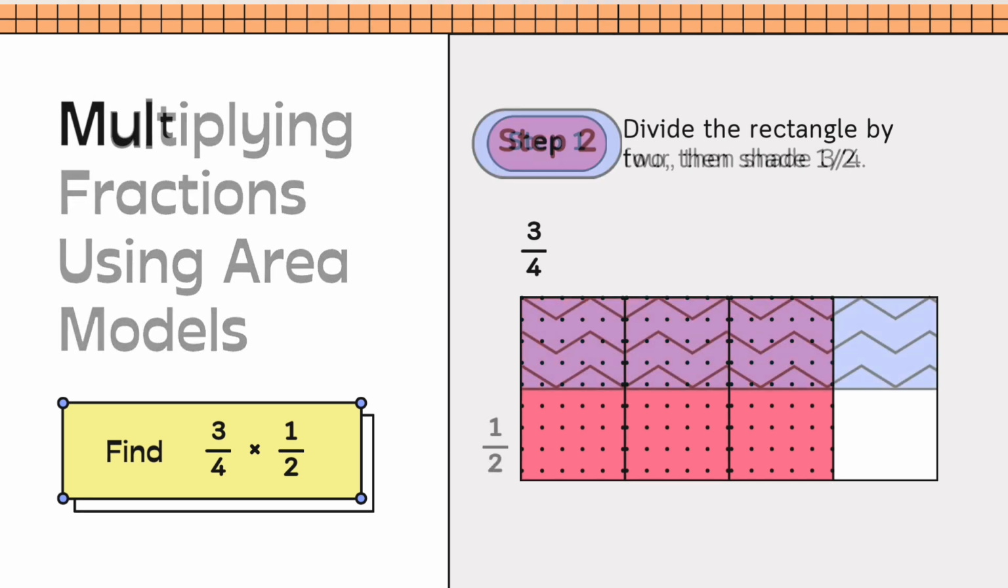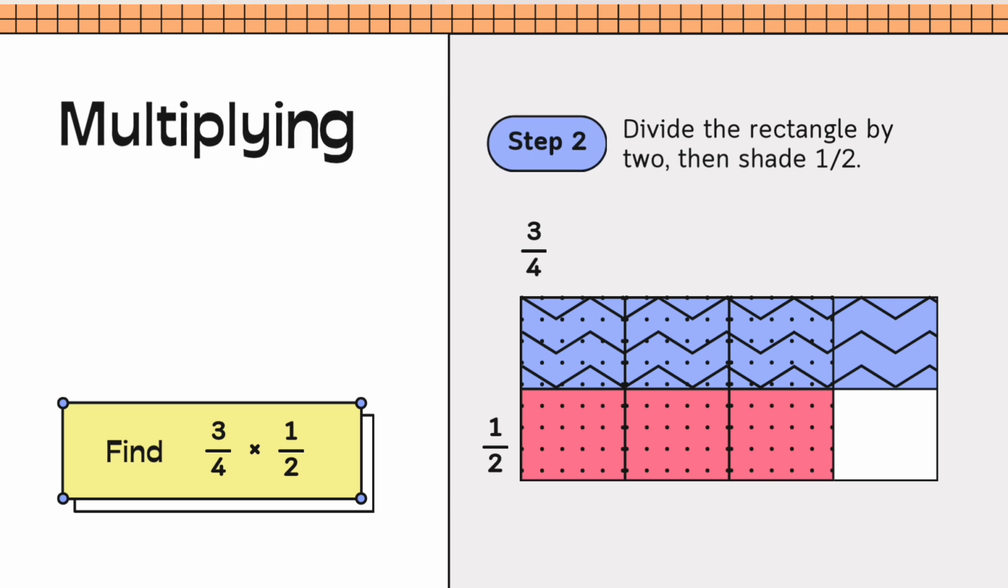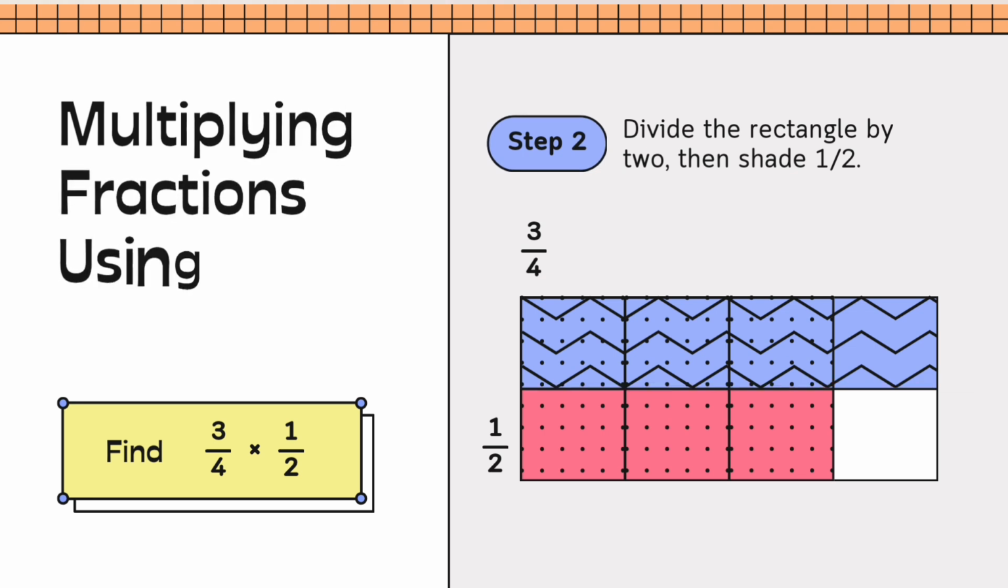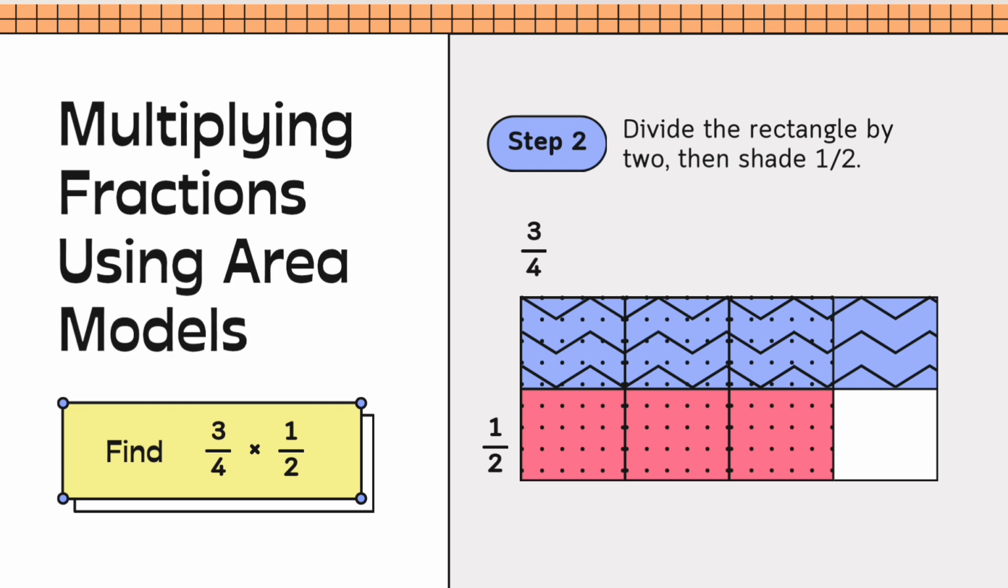Then we have to write 3 bar 4, right? Yes. Now we have to draw a horizontal line which passes exactly in between this rectangle. Now divide the rectangle by 2. Then shade 1 bar 2. Now we have to shade 1 bar 2.